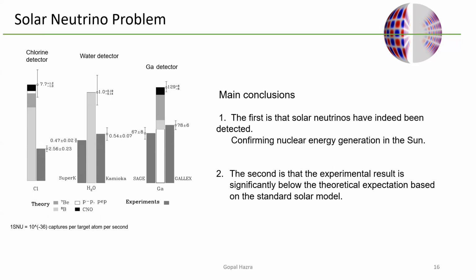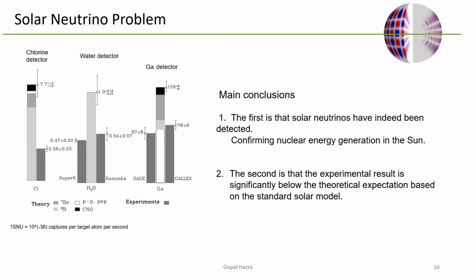Then the gallium detector. If you see the PP reaction, theoretically in this chlorine detector, you would assume there is 7.7 SNU capture happening for neutrinos. For water, the number is around 6 point something, and this is 129. This is a different unit, but I thought that SNU is like 10 to the minus 36. So the measured values are different, with the error bar, of course. These are the experiments. You see, it's not matching.